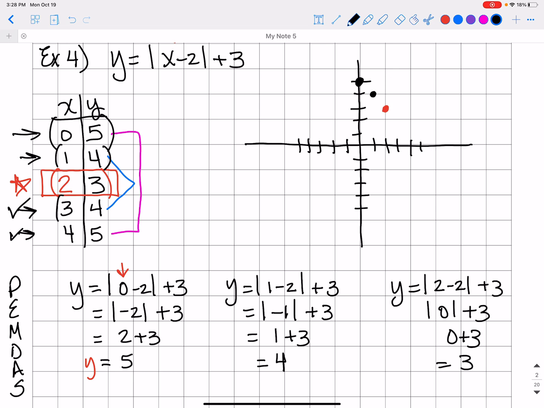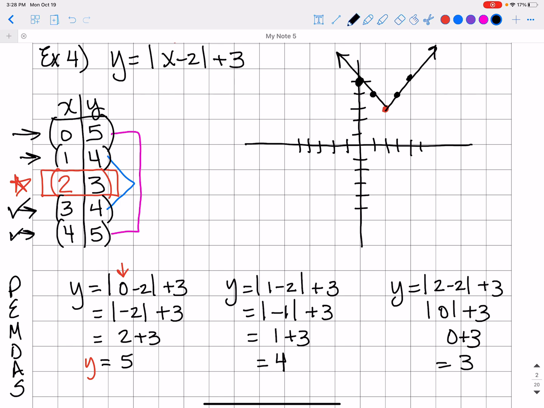And then I'm going to graph the point 3, 4. So 3, 4. And then lastly, the point 4, 5. So over 4 up 5 is right there. And again, should make a perfect V. If it doesn't, you've probably got some wonky math somewhere. So if you end up with some rogue point out here or down here, right, you've probably done some math wrong and you need to check your math down there at the bottom.